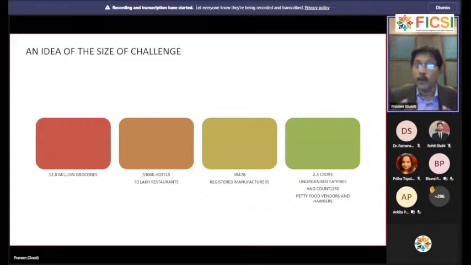Because there is no clear-cut guideline for the food service industry, the food retail industry, and the food storage and distribution industry, while there is somewhat of a guideline for the manufacturing industry and the big food corporation godowns in the country. But the major part where we face a challenge is the 12.8 million groceries, the 2.3 crore unorganized eateries and the 70 lakh restaurants. We have a great challenge in hand.